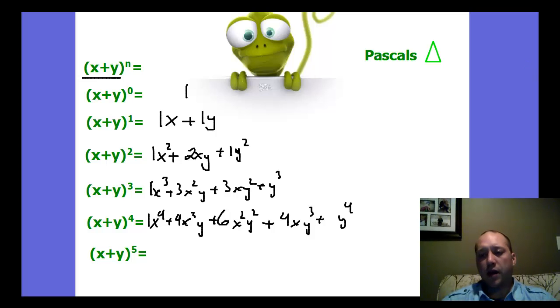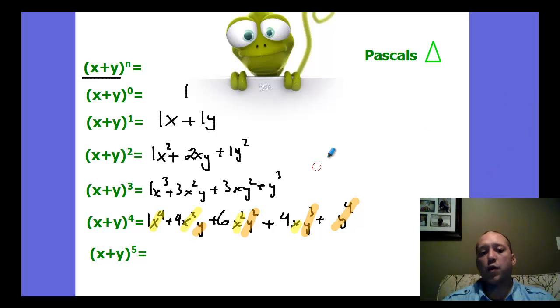And so we can start looking at patterns. When I look at this, I see some patterns of how the x values go from x to the 4th to x cubed to x squared to x to no x's. We also have the y's that go from no y to a y to y squared to y cubed to y to the 4th. So the first term in our binomial is decreasing. The second term is increasing by 1 each time.